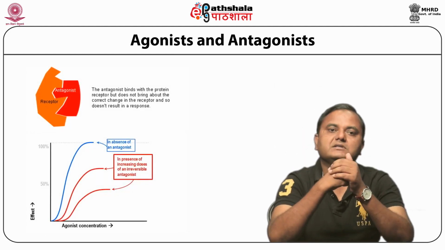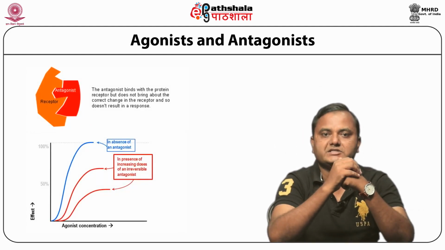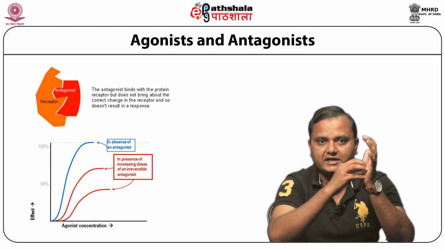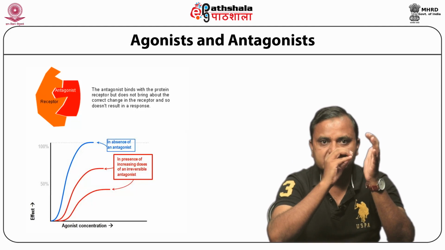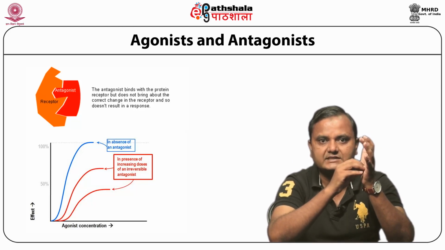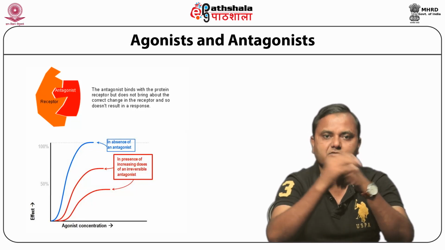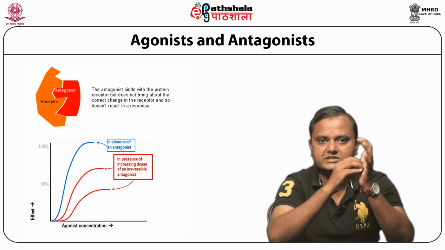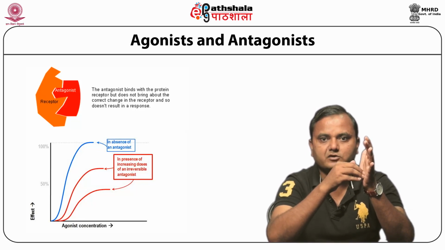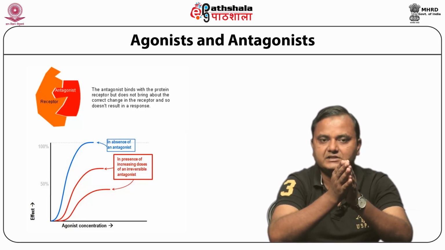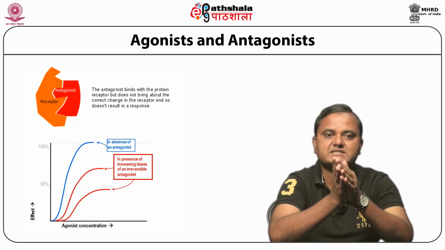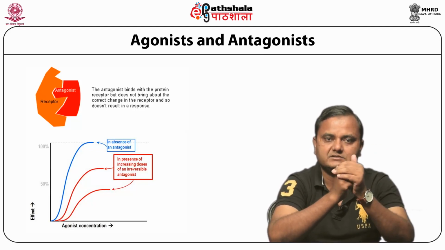Now we talk about the antagonist. An antagonist prevents receptor activation. Antagonists increase cellular function if they block the action of a substance that commonly decreases cellular function. Antagonists decrease cellular function if they block the action of a substance that normally increases cellular function. Receptor antagonists can be classified as reversible or irreversible.